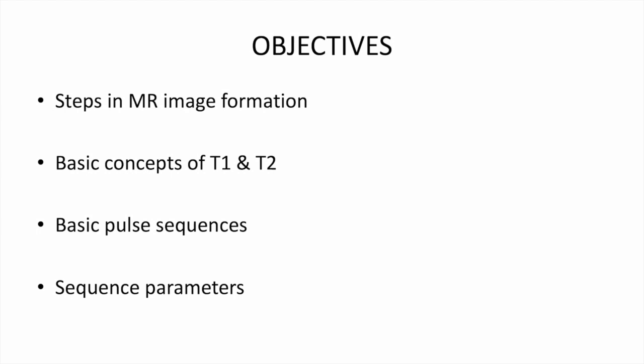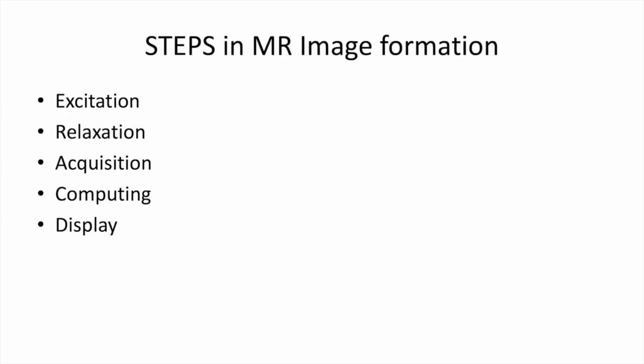The objectives of this talk will be to highlight the steps in MR image formation, the basic concepts of T1 and T2. We will also see about the components of basic pulse sequences, and lastly, the important sequence parameters that we can control to obtain good images. There are 5 basic steps in MR image formation. The first is excitation, relaxation, acquisition, computing, and display.